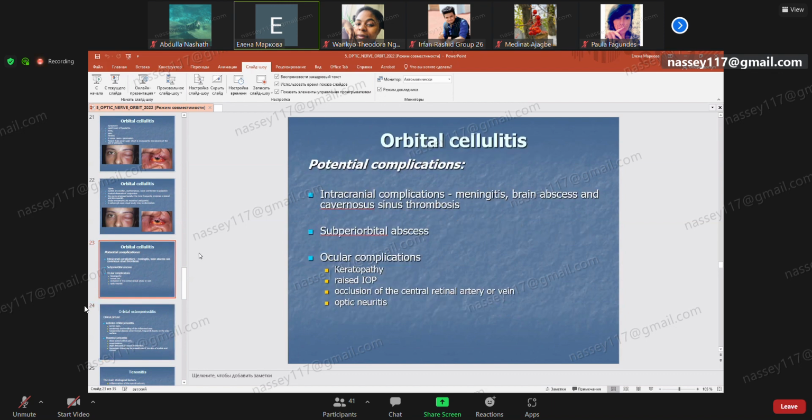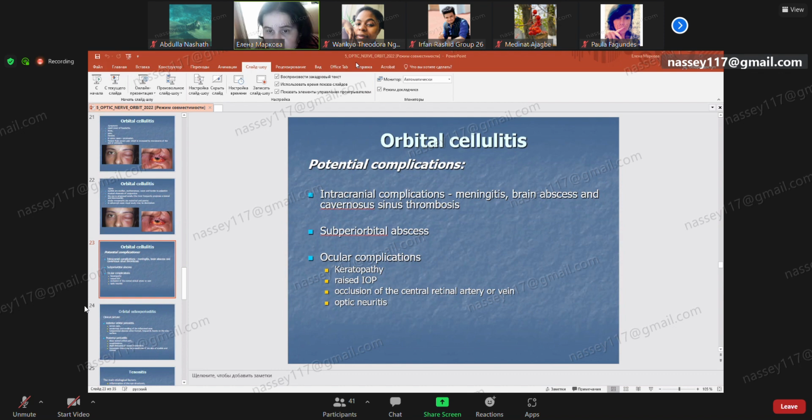Treatment of orbital cellulitis. One of the main steps in treatment is intensive antibacterial treatment. We can use systemic antibiotics, for example, parenteral and topical broad-spectrum therapy with such groups of antibiotics as cephalosporins, sulfonamides, ciprofloxacin, and others.